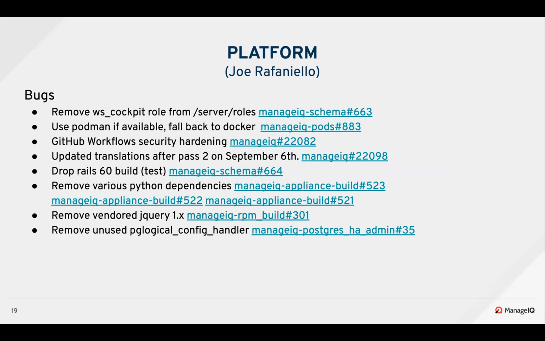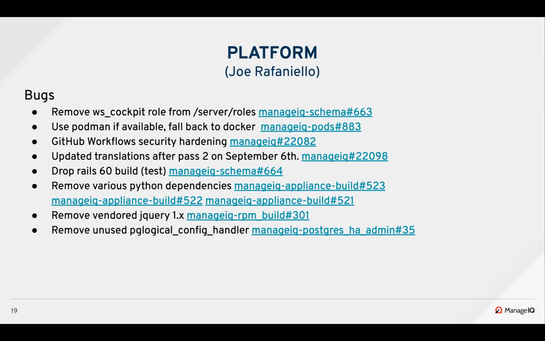For core bugs, Keenan removed the WS cockpit role from our settings for a server's currently assigned server roles. This was missed in a data migration when we removed cockpit. Alex updated our GitHub workflow permissions to restrict it to read the contents only. Next, Frank updated the translations to fix some minor bugs in a few language translations. Keenan removed running Rails 6.0 tests on the schema repository.